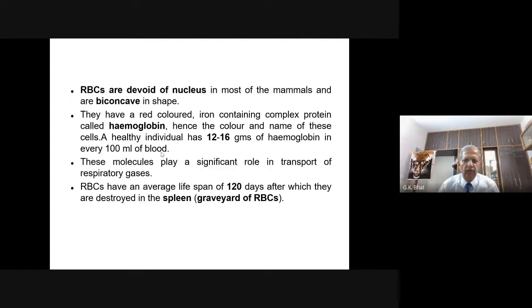In a healthy man, it is 12 to 16 grams of hemoglobin for every 100 ml of blood; in a healthy woman, it may be around 10 to 12, or around 11 to 12, 13 like that. Generally, 2 grams of hemoglobin is less for every 100 ml of blood in a woman when compared to a man. These hemoglobin molecules play a very important, significant role in the transport of respiratory gases. You must know that. Red blood corpuscles have an average lifespan of 120 days, after which they are destroyed in the spleen.